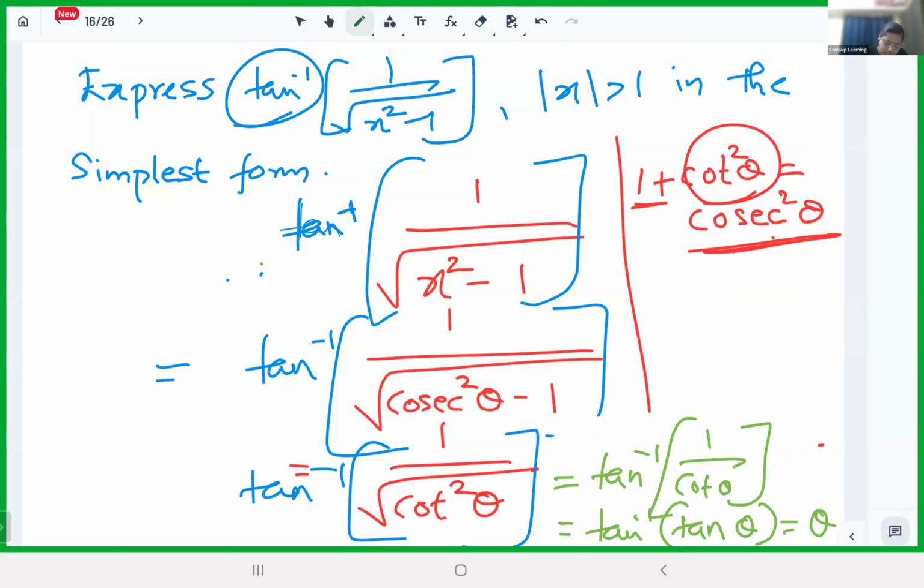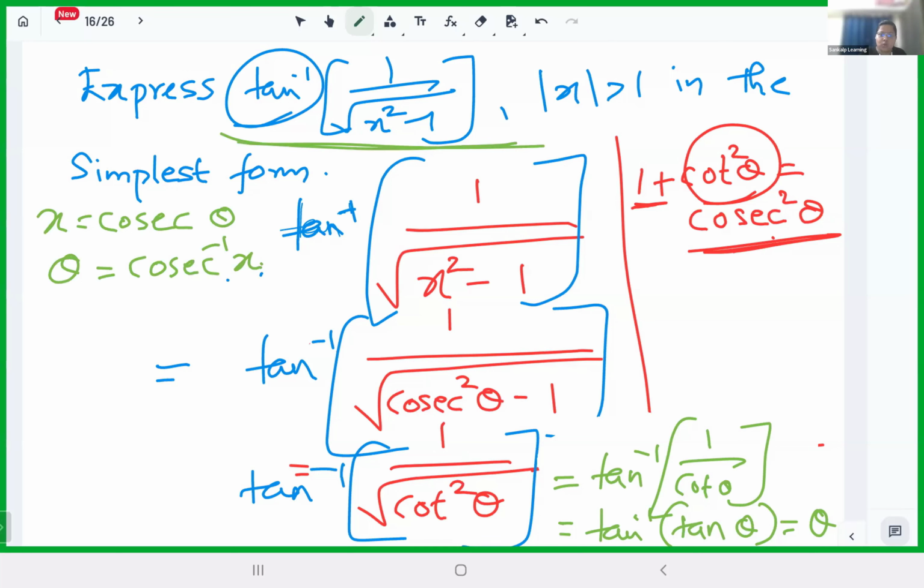And what was theta? We put x is equal to cosec theta. From this you get theta is equal to cosec inverse x. We started from there, right? So we have to replace this theta in terms of x because the question is in terms of x. So the answer should also be as a function of x itself. What is theta? It is nothing but cosec inverse x.